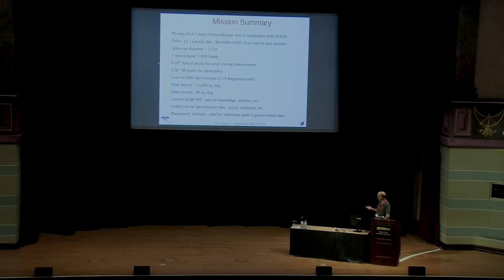Similarly, strong design constraints for the mission were the requirement of controlling the spectroscopic data in terms of purity, in terms of confusion. And another requirement is, as I mentioned already, the need for additional multi-wavelength ground-based data for the photometric redshifts that would be needed for the weak lensing measurements.